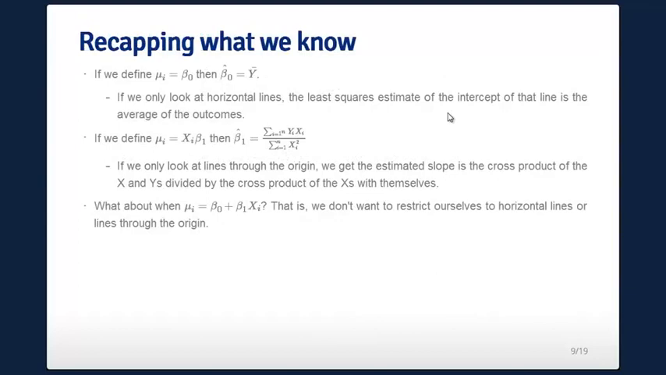So let's recap what we know. If we define mu i as beta naught, then beta naught hat works out to be y bar. So if we only look at horizontal lines, the least squares estimate of the intercept is that line that's the average of the outcomes, which makes sense, right? We're disregarding x then. If we look at regression through the origin, then the slope of that line works out to be that guy.